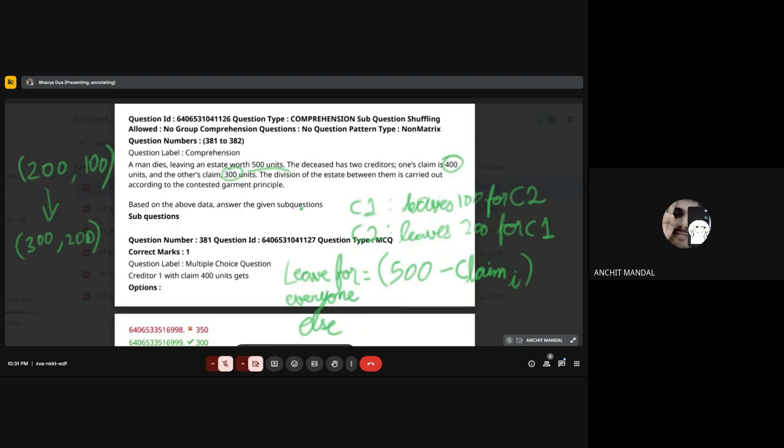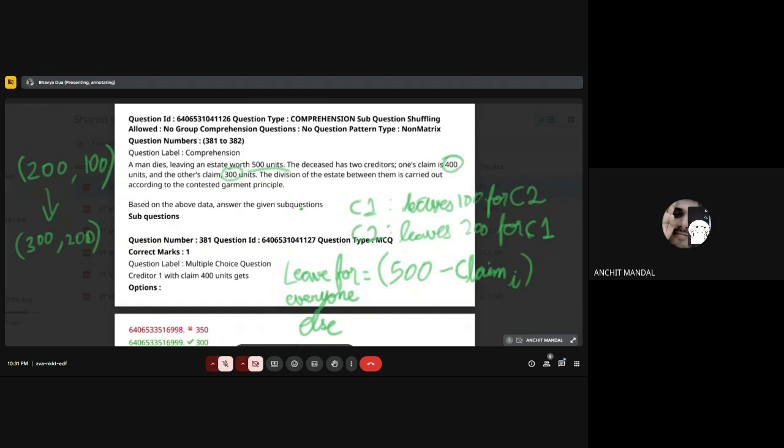No, I didn't understand. Sorry, I missed a step. Fair enough. So we got 500 minus claim i. That part is clear. So creditor one will leave 100, right? That part is clear. And two will leave 200. Correct. That means creditor one has access to 200 units already because that has been left by creditor two for him. Likewise, creditor two has access to 100 because creditor one has left that for him.